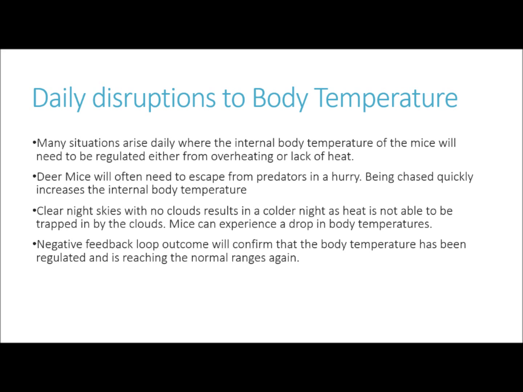Quite often, the night sky will be clear with no clouds. This results in a colder night as heat is not able to be trapped in by the clouds. This can easily cause the mice to experience a drop in body temperature, which needs to be regulated by increasing the body temperature. A negative outcome of the feedback loop will confirm that the body temperature has been regulated and is reaching the normal ranges again.